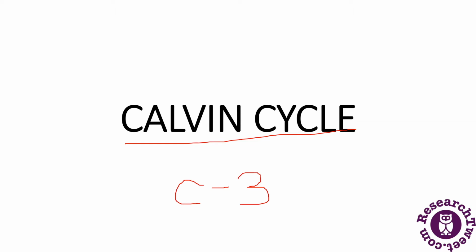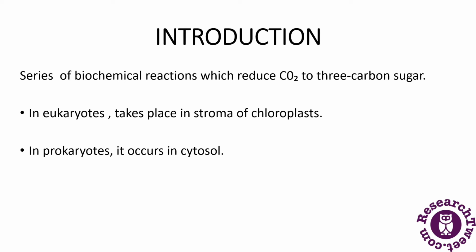So let's start with the first slide of the Calvin cycle, which is the introduction slide. The Calvin cycle is present in all oxygenic photosynthetic organisms, that is plants. CO2 reduction and fixation occurs through the carbon fixation cycle, which is also called the Calvin cycle. The Calvin cycle is a series of biochemical reactions which reduce CO2 to a 3 carbon sugar. It is being converted to a 3 carbon sugar, that is why it is also known as the C3 cycle.